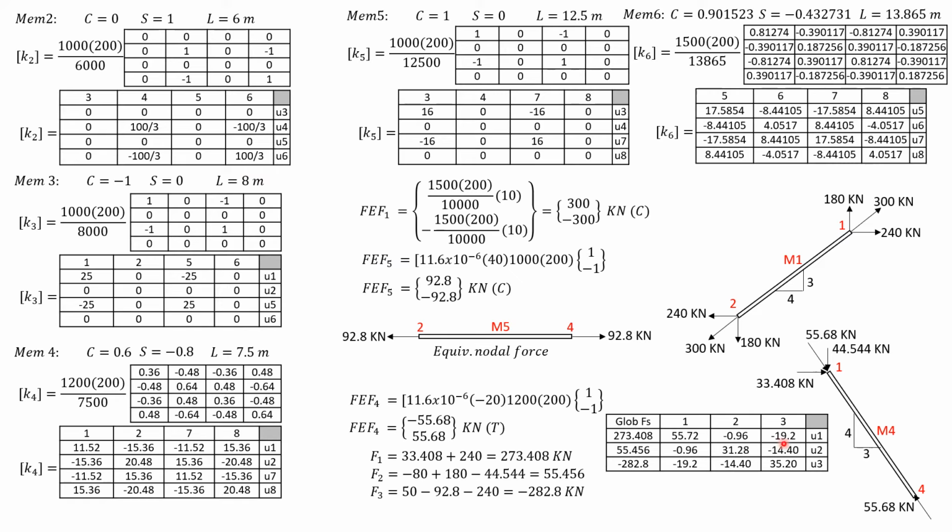Then 2,3 in member 1. There's no 2,3 here. So this is just the 2,3 of member 1.